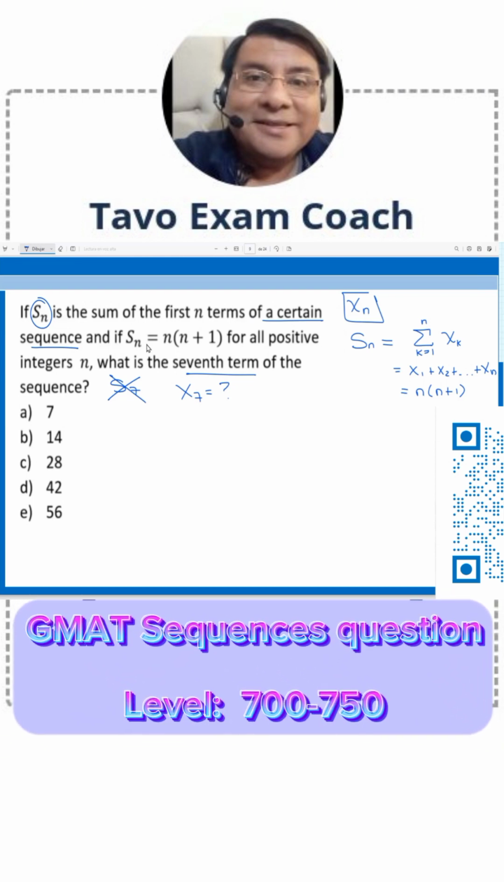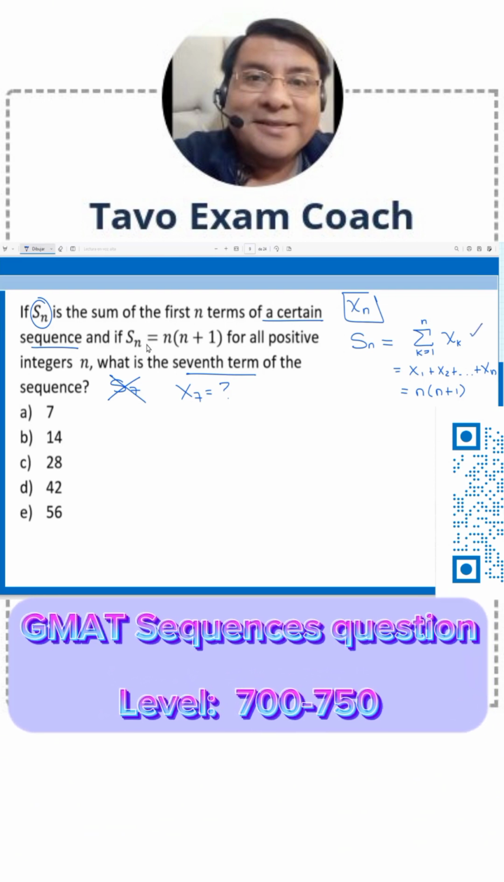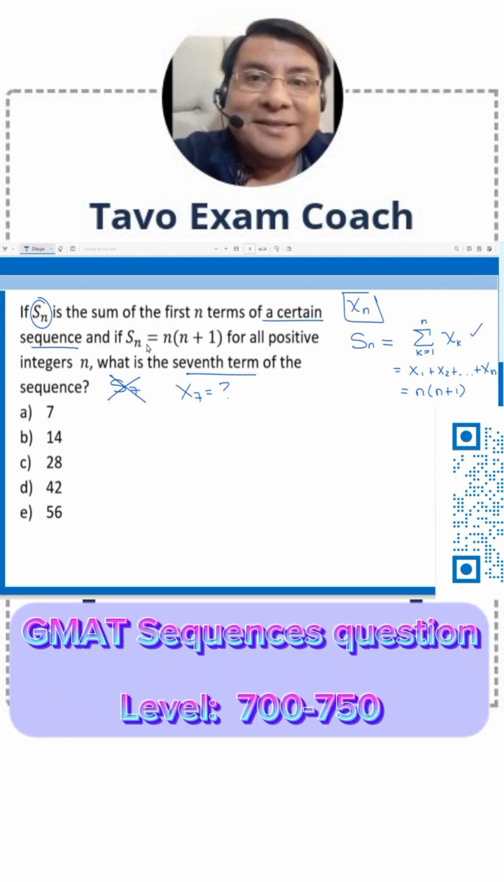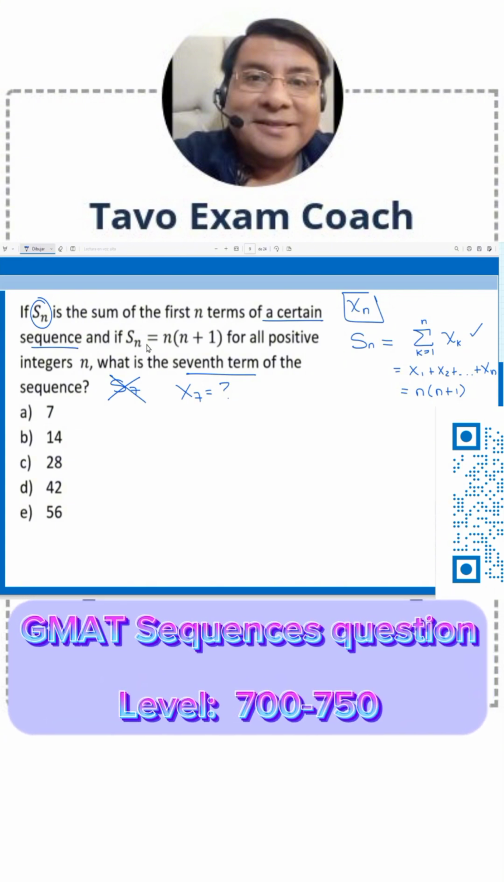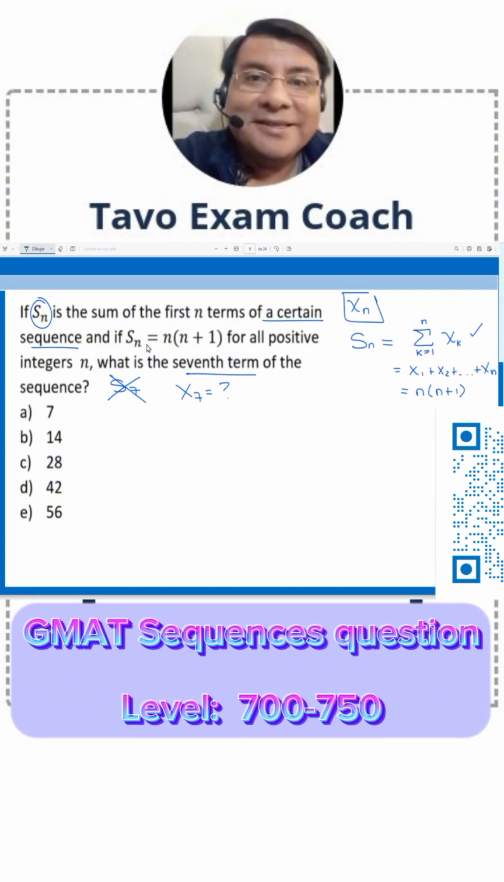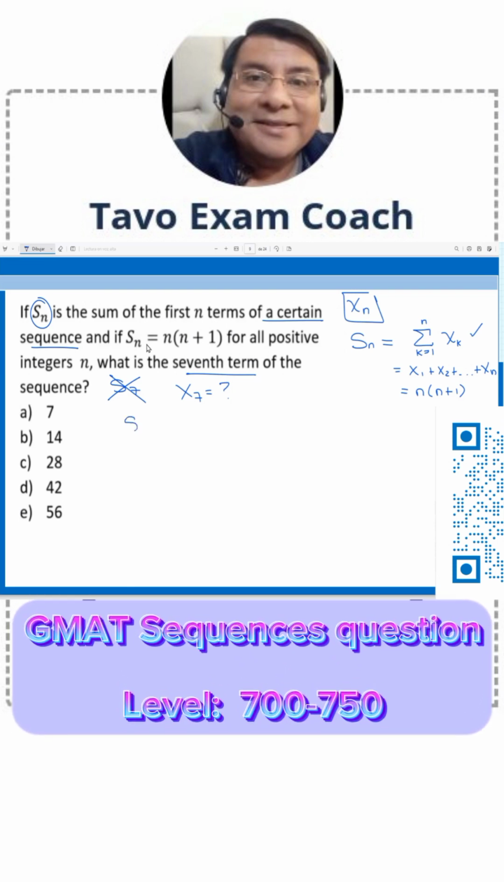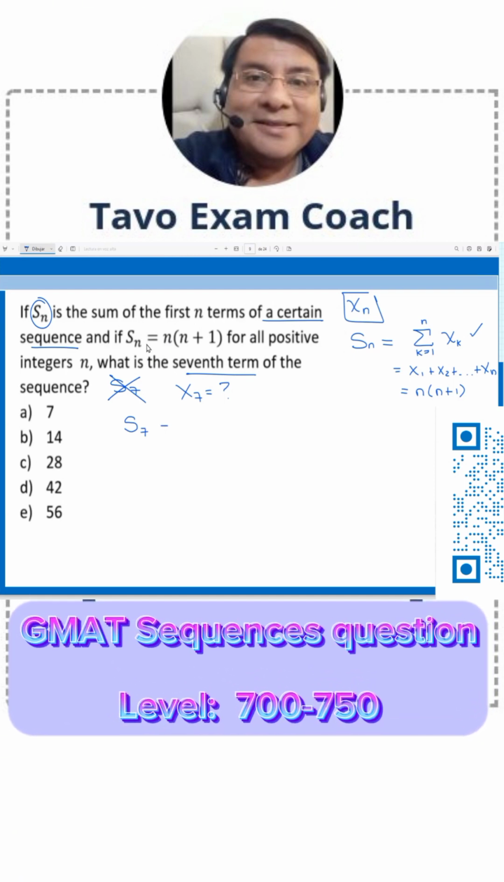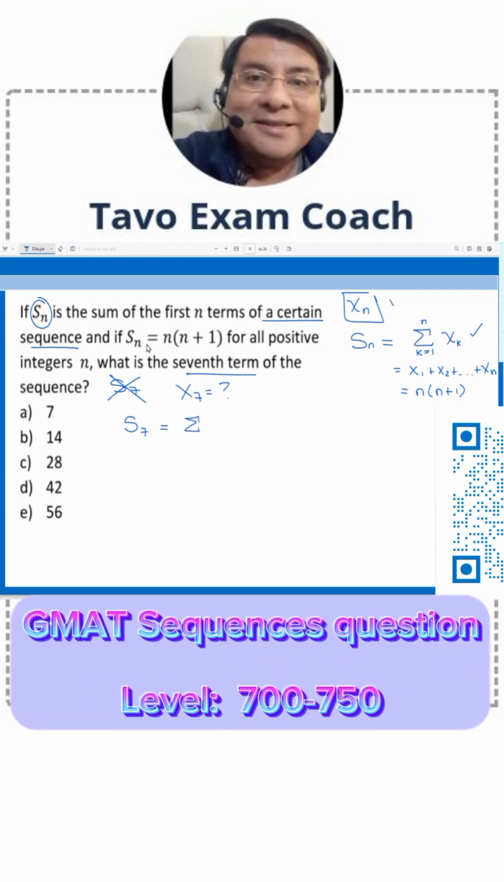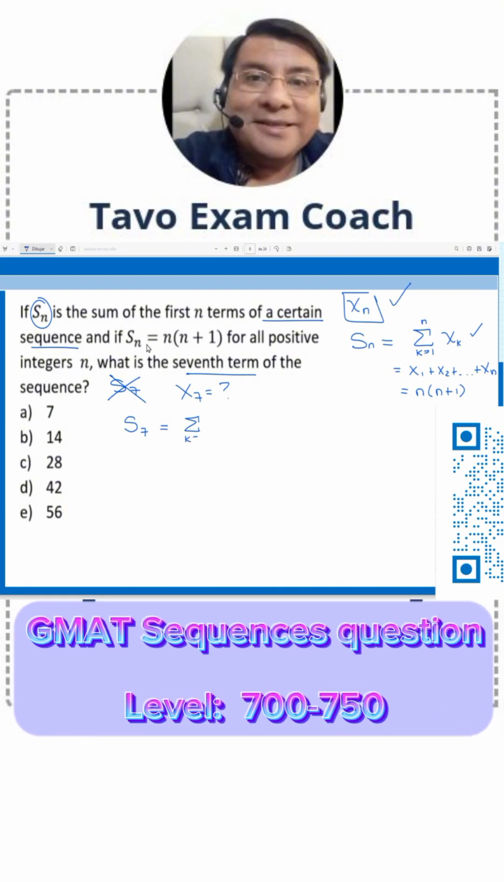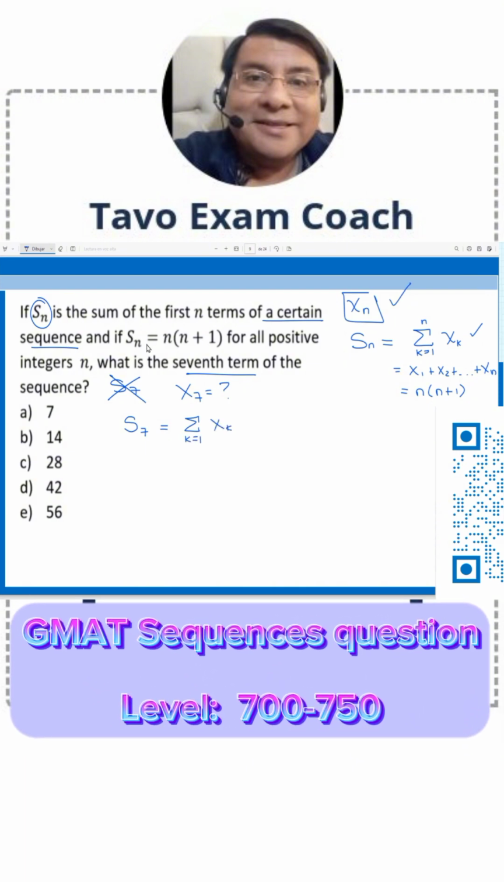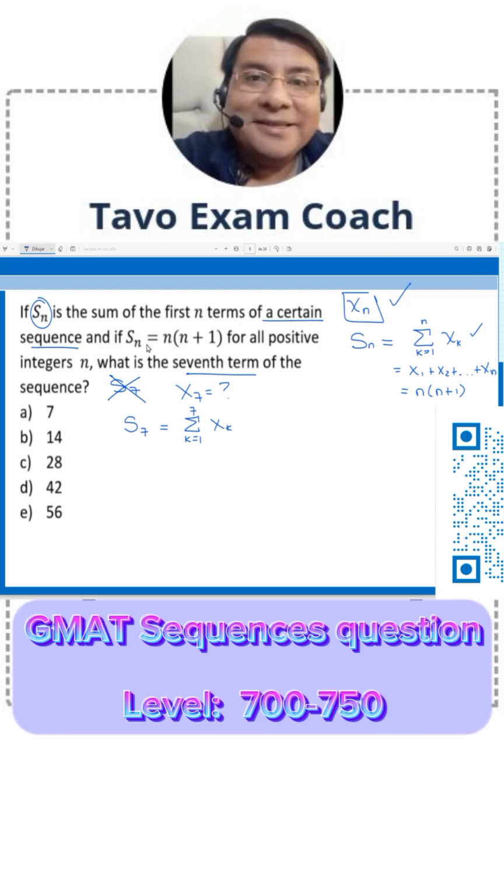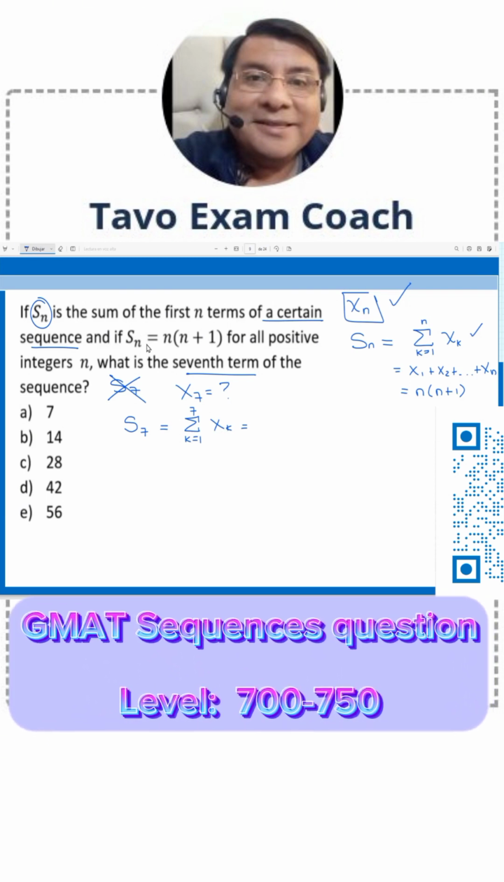Let's use a little trick here and take advantage of this notation, which is very compact, to write the sum of several terms in an abbreviated manner. According to the definition, S sub 7 would be the sum of all the terms of sequence X from the first to the seventh, right? In other words, this would be x1 plus x2 plus x3, etc. up to x sub 7.